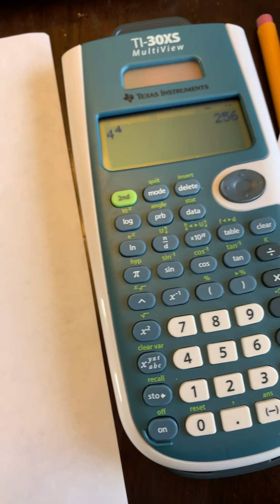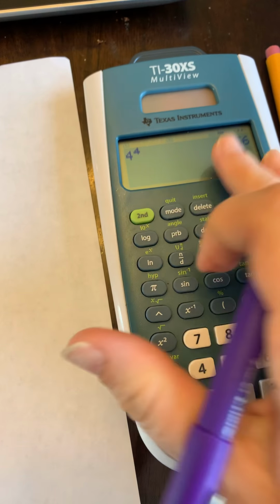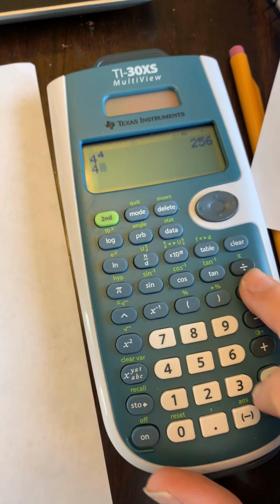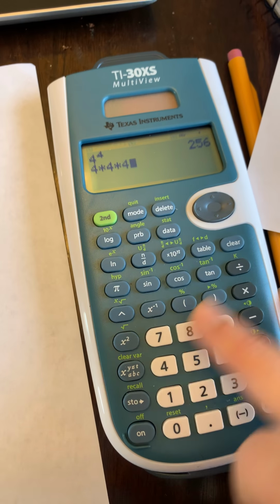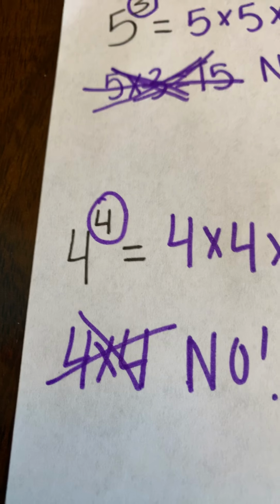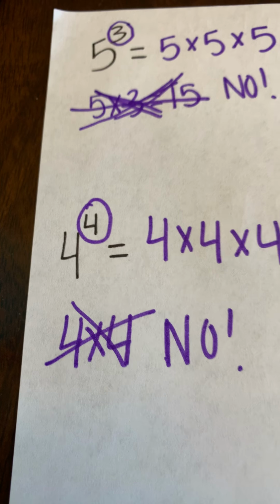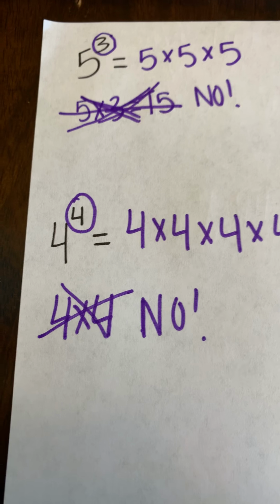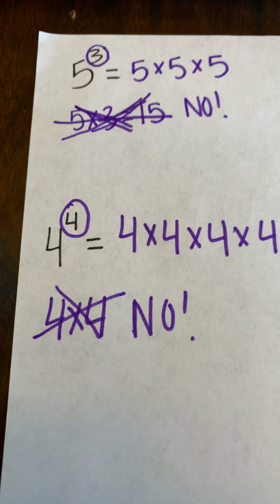Here's my calculator to show. Remember, you don't have to plug it in like this. You can go 4 times 4 times 4 times 4. So the main thing to remember with exponents is that that little number in the corner is telling us how many times we're multiplying the big number.